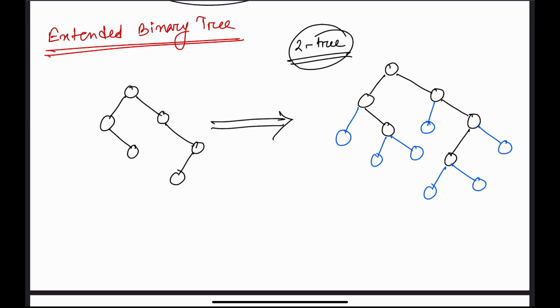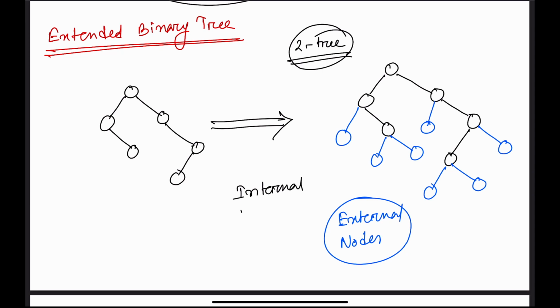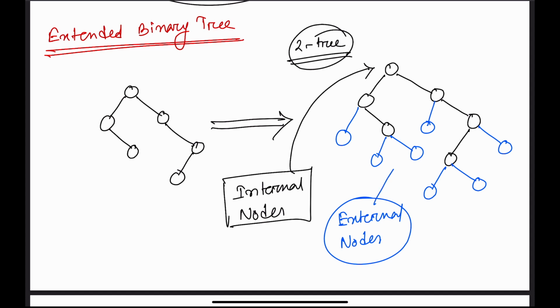Okay, these special nodes added to the tree are called external nodes. And those black nodes are called internal nodes. Okay, these are called internal nodes and these are called external nodes. We can also use boxes here for representation purposes, not a big deal. In many books you will find boxes, in many books you will find circles. So this is the extended binary tree actually.